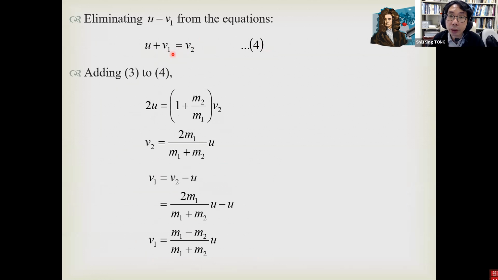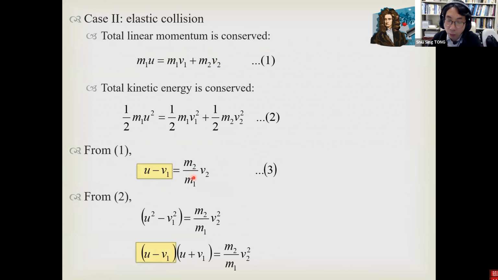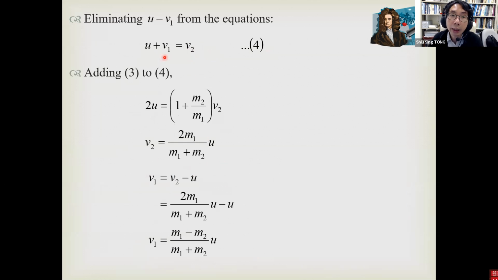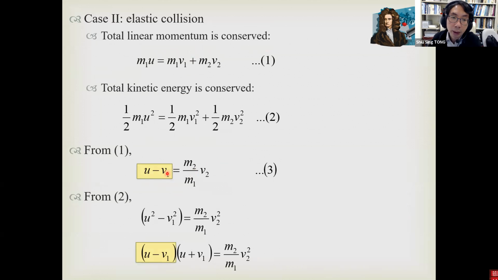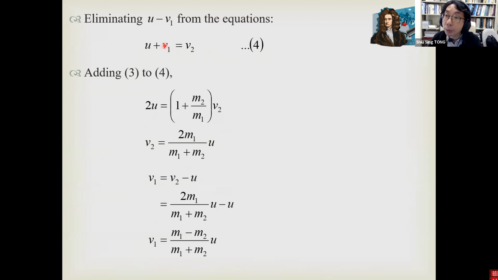But we now have two equations. Equations 3 and 4 are both linear now. So I can just add up the two equations to eliminate the v1. We have minus v1 here and plus v1 here. So when we add up the two equations, we get 2u equal to 1 plus m2 over m1 v2. So I can solve for v2. And similarly, I can put the v2 back into this equation, and I can solve for v1. After some algebra, I find v1 to be m1 minus m2 divided by m1 plus m2, times u.